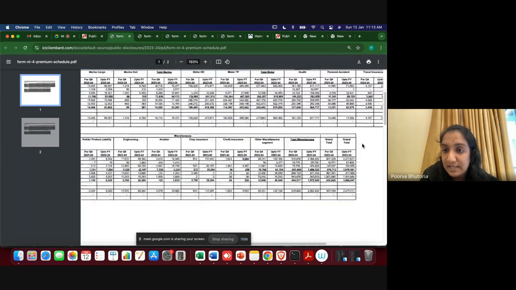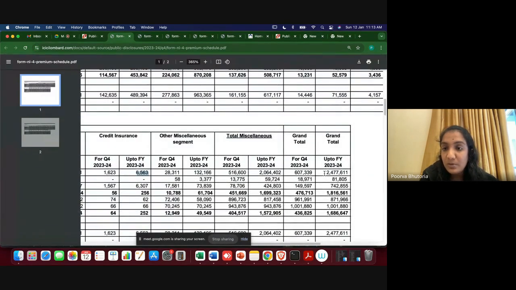This form is in lakhs, so we know this figure, grand total up to FY for Q4. Now we are interested in up to financial year 23-24. The company writes 24,776 crores worth of direct premium in financial year 23-24. These are few figures that you should know. Knowing this will give you an edge in the interviews, definitely. So the company writes around 25,000 crores of premium.